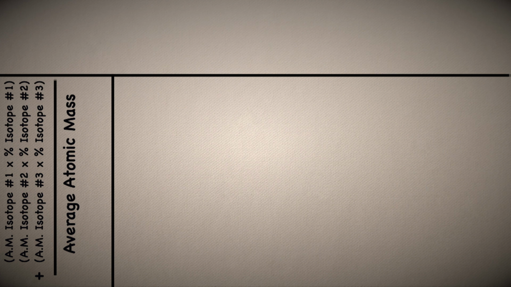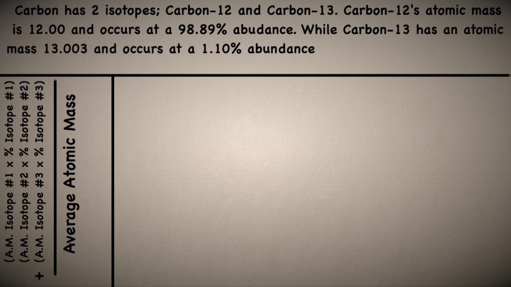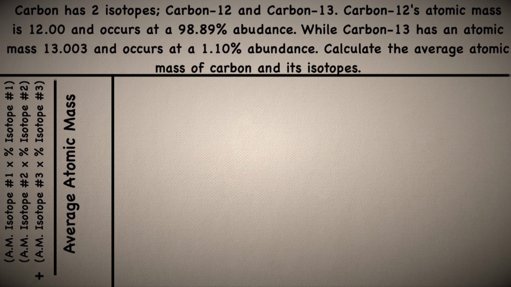Now let's work on carbon. Carbon has two isotopes, carbon 12 and carbon 13. Carbon 12's atomic mass is 12.0, and it occurs at a 98.89% abundance, while carbon 13 has an atomic mass of 13.003 and occurs at roughly a 1.10% abundance. Calculate the average atomic mass for carbon and its isotopes.